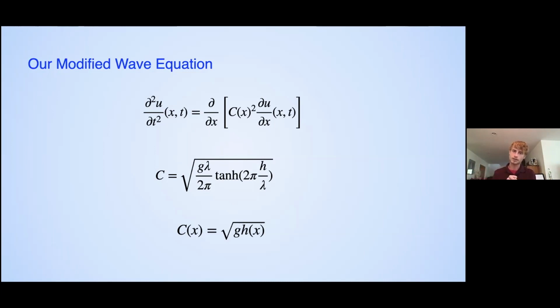As our water depth starts getting shallower, our wavelength is going to compress a little bit, so lambda is going to decrease a little bit, but not as much as h. And essentially, we'll get this limit of c of x being the square root of gravity times water depth, or c of x equals square root of gravity times h of x. And h of x is a function describing water depth with respect to location.